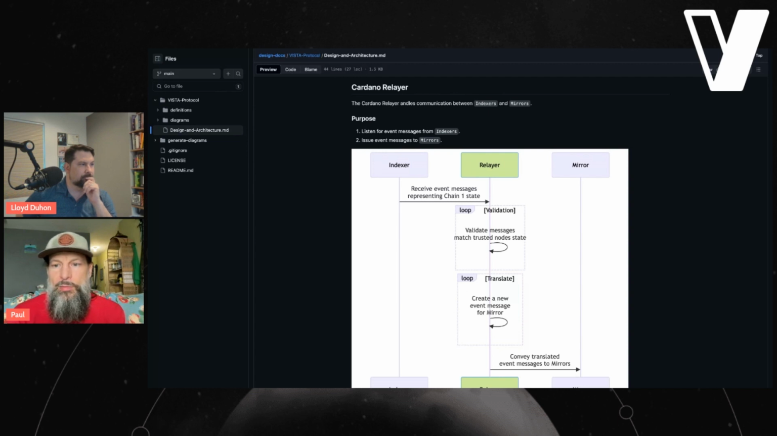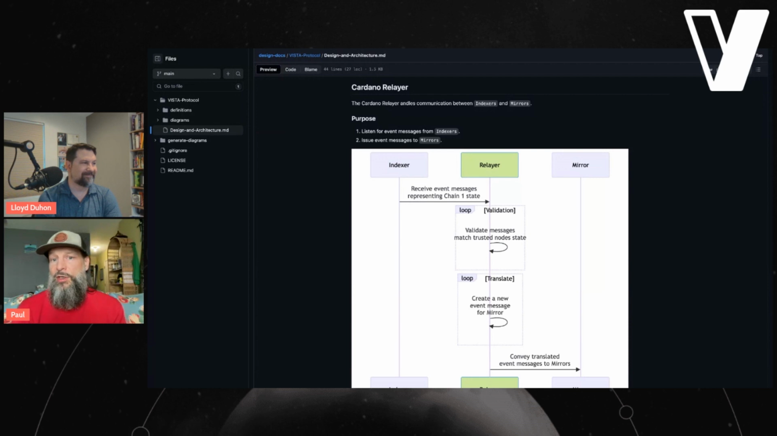It's sort of the glue between the indexer and the mirror, but at the same time, it allows for loosely coupling the indexer and the mirror. It's a central point that's going to do validation on those messages coming from the indexer. It's going to validate those against a repeatable structure that can be constructed from the script address, the UTXOs at the script address. So it's going to verify that. It's going to validate the signatures.